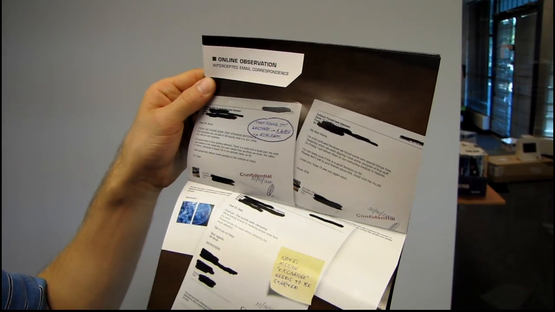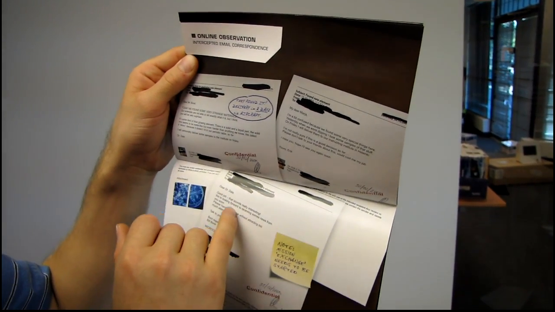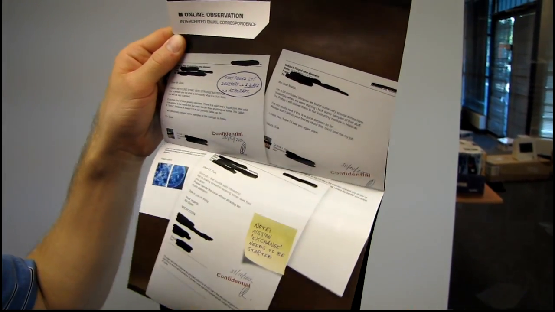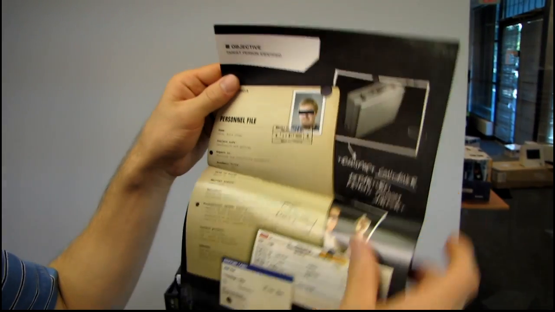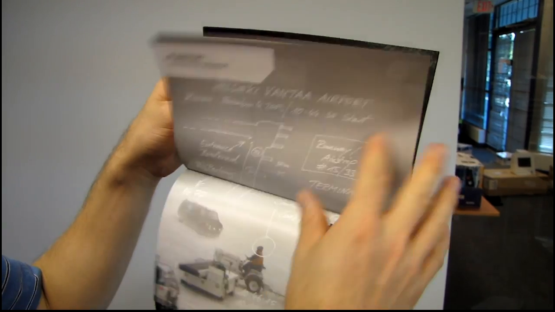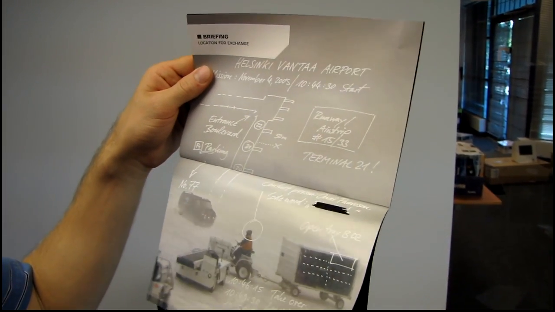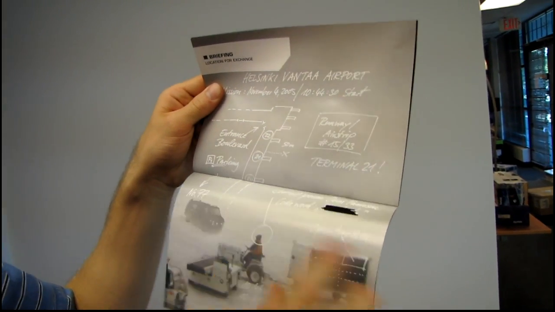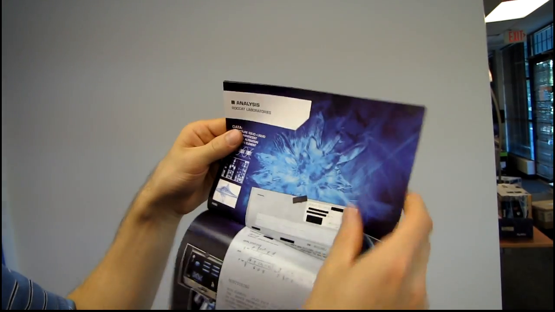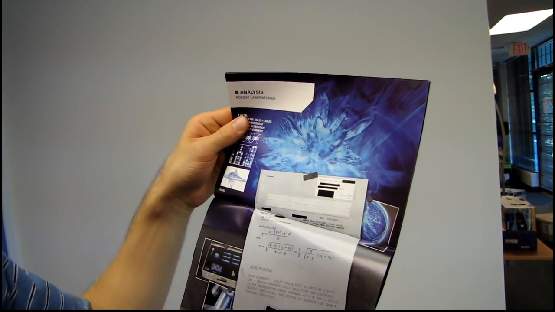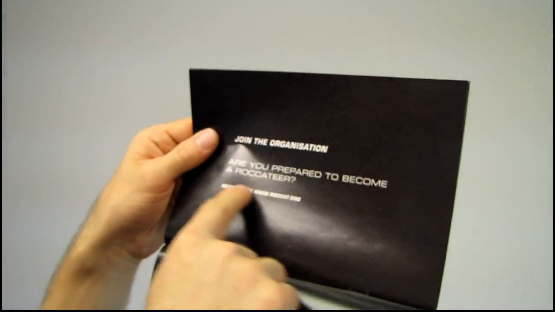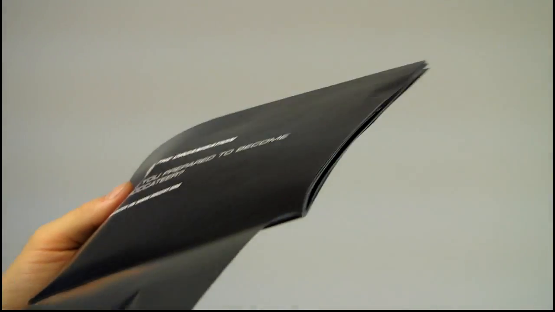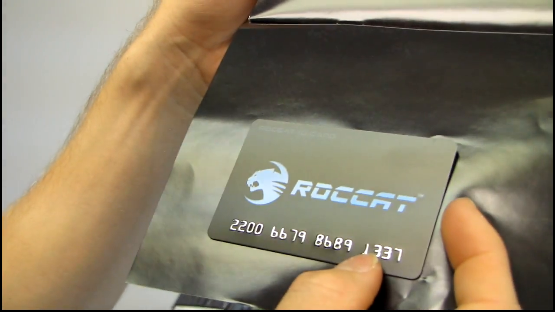You intercept some email correspondence. Good job. That sounds really interesting. Please handle this issue without attracting too much attention. Da da da, personnel file. And then I guess we take out the personnel guy. Ooh, here's our contact person. And then there's some analysis in the Roccat laboratories. And finally, you can join the organization. Are you prepared to become a Rocketeer? So I have no idea what that's for, but it includes an ID card. So there you go.